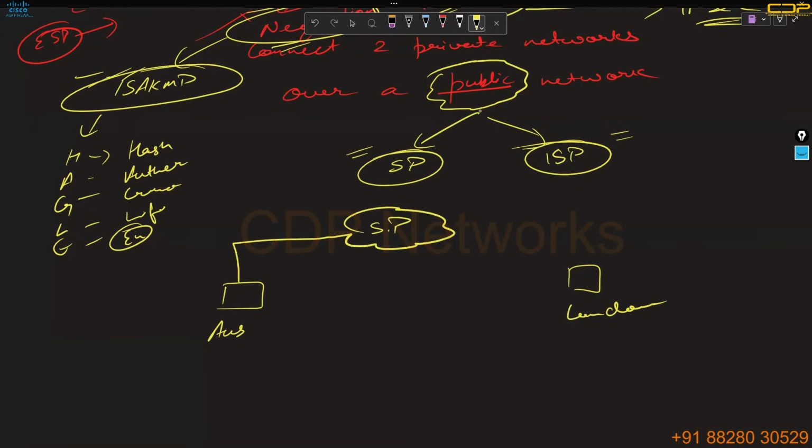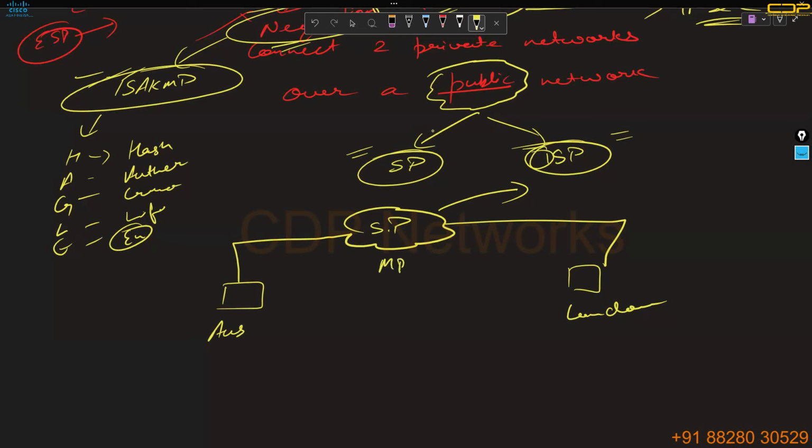Suppose the SP, service provider, is running here. What is the core job of this service provider? Can anyone tell me? To provide internet? Look, for that we have the ISP. The core job of the service provider is that your data, or your traffic, will not get mixed up with other customers. It handles multiple customers.